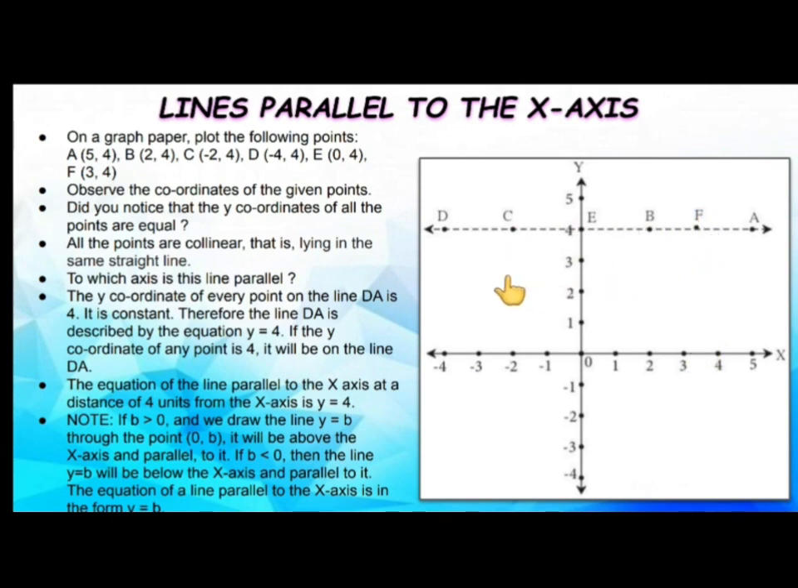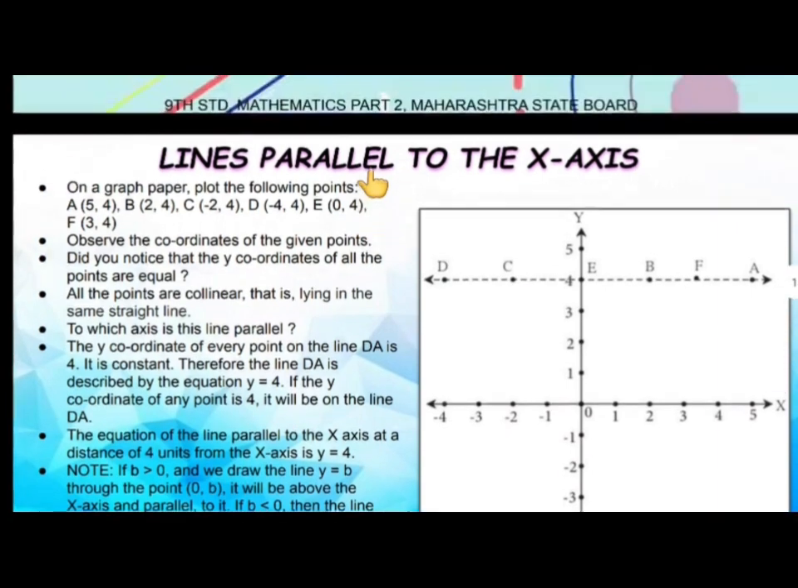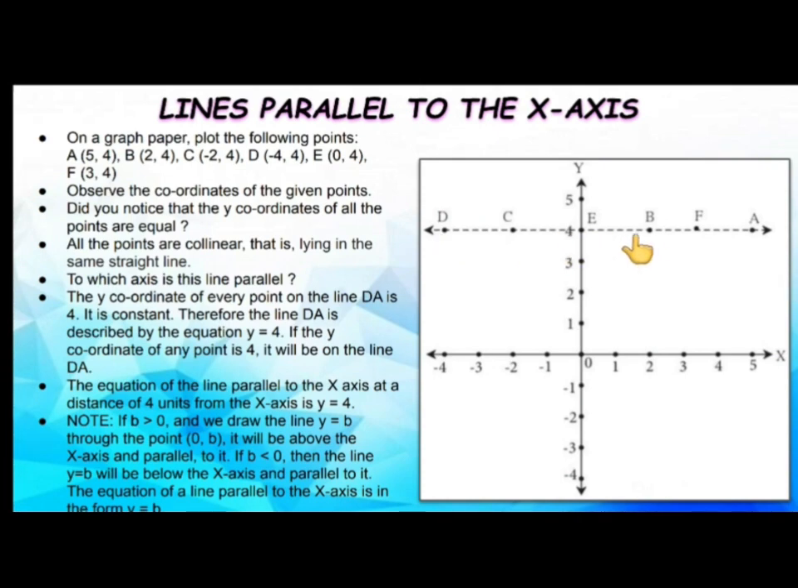Now, observe the coordinates of the given points. Do you notice that the y coordinates of all the points are equal? Yes, if you observe, the y coordinates of these points given here are the same. All the y coordinates are 4. All the points are collinear, that is, lying in the same straight line. So if you observe here, all these points lie in the same straight line. So when all the points lie in the same straight line, they are said to be collinear points.